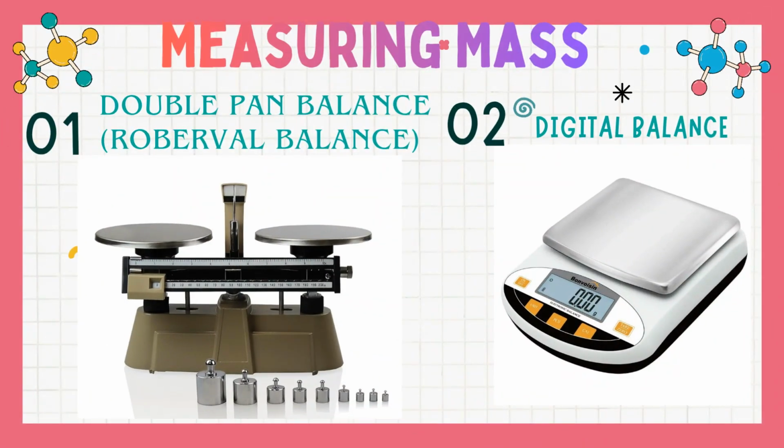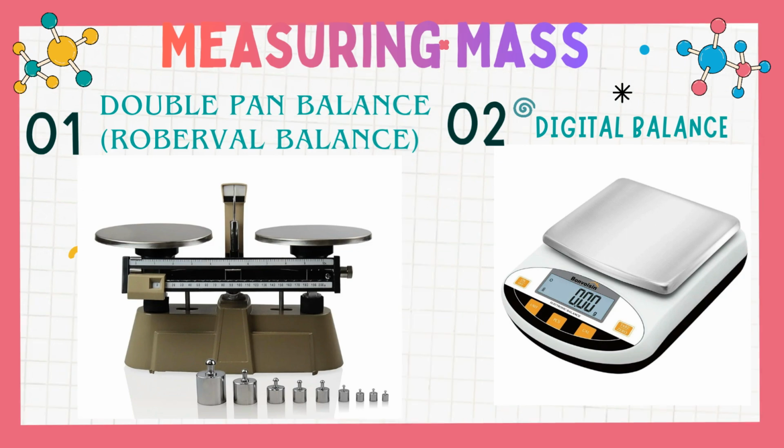Measuring mass. We measure mass using a balance. A double pan balance, or the Roberval balance, compares the mass of an object with known masses. A digital balance gives a fast and accurate reading.